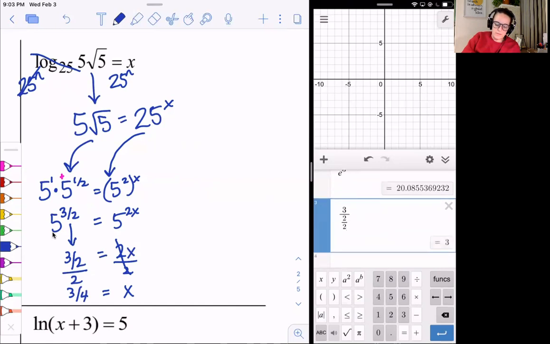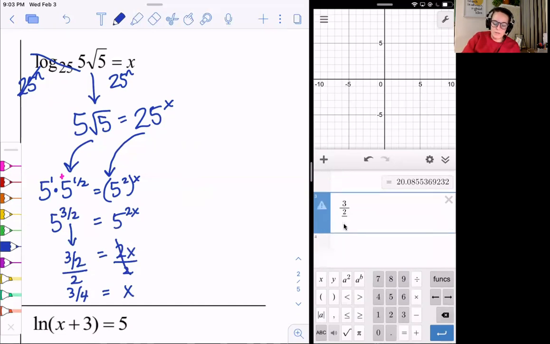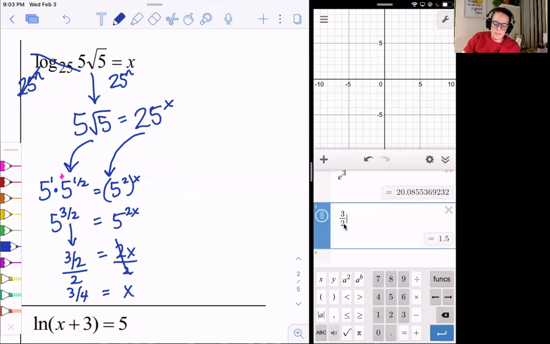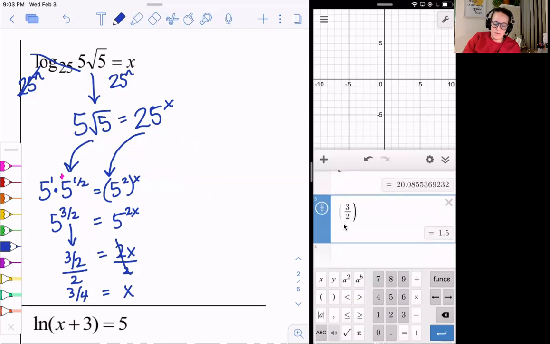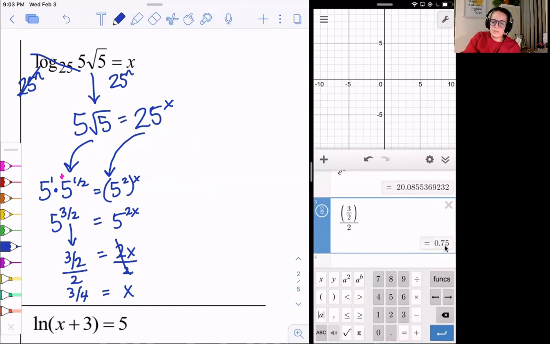If I did 3 divided by 2 divided by 2, that is funky, because I just did 3 divided by 2 over 2, but that's not actually what I wanted. I want 3 halves, right? This divided by 2. Right, so we get x equals 3/4, which is 0.75, as we can see here. This is one way to do it. If you really love exponents, you could do it this way.